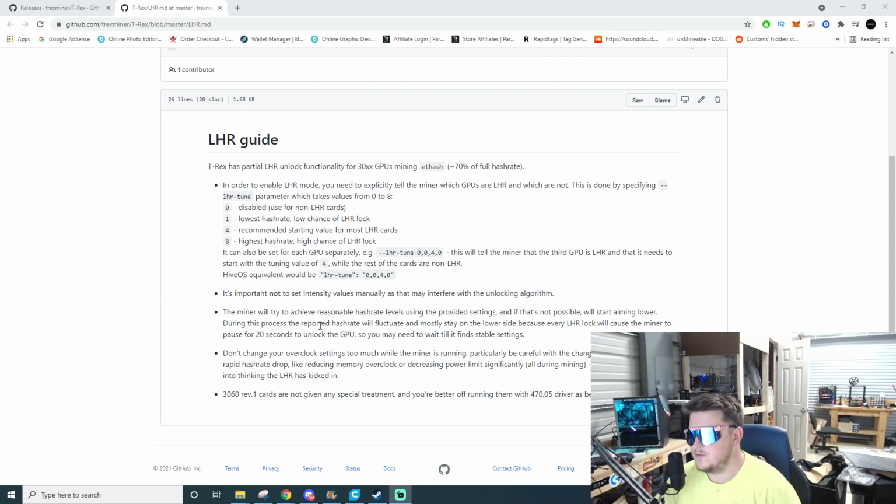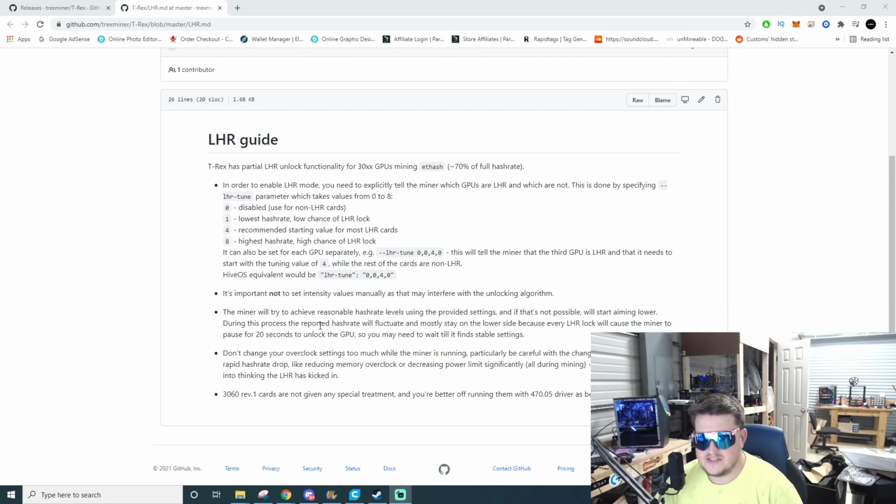Don't change your overclock settings too much while the miner is running. Particularly, be careful with changes that may result in a rapid hash rate drop, like reducing memory overclock or decreasing power limit significantly, all during mining. This can trick the miner into thinking the LHR has kicked in.